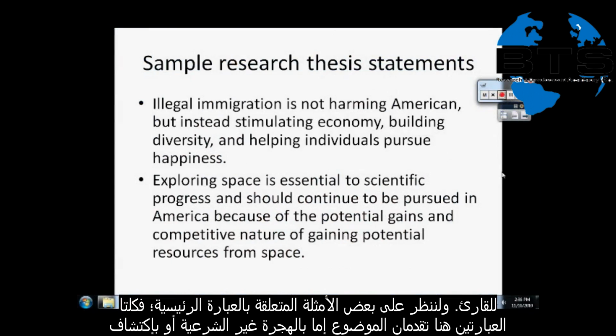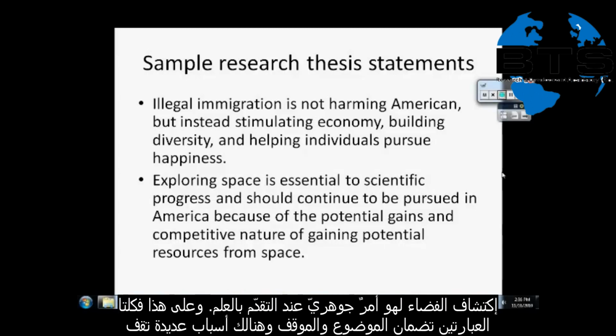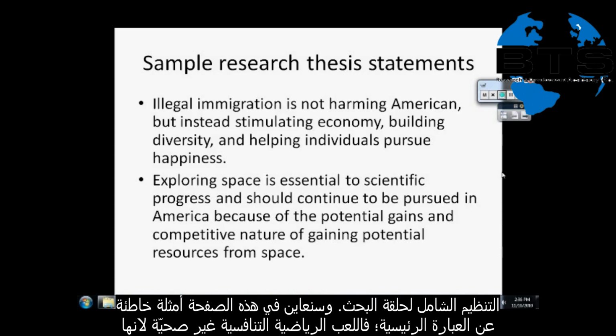Working with some sample thesis statements, these two here offer the subject, either illegal immigration or exploring space, and the stance, that illegal immigration is not harming America or that exploring space is essential to scientific progress. So these both include the subject and the stance, and then you can see that there are multiple reasons why the said position would be given. Now these reasons would also appear as the main arguments and would probably follow in about the same sequence in the thesis as they are overall organized in the essay.